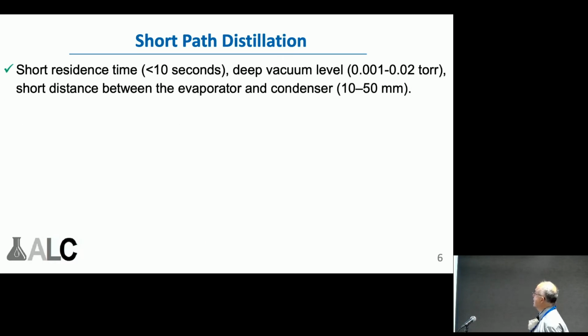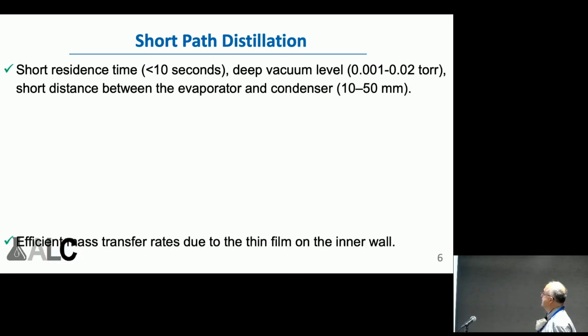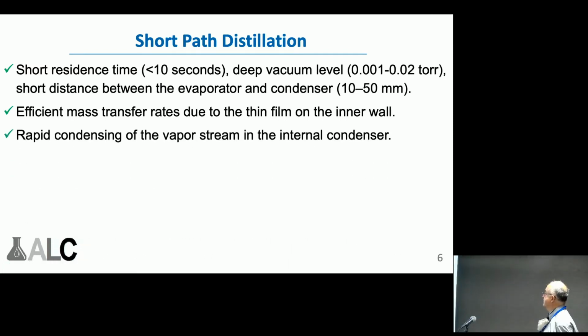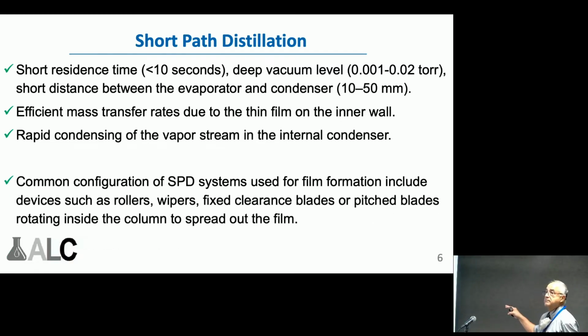So, the advantages: very short residence time, very efficient mass transfer, like I just mentioned. These are laminar flows through these paths, and we have a very rapid condensation of steam in the internal. And this is what I need to emphasize. There is an internal condenser in the evaporator. And this is what this system that I'm describing is able to do.